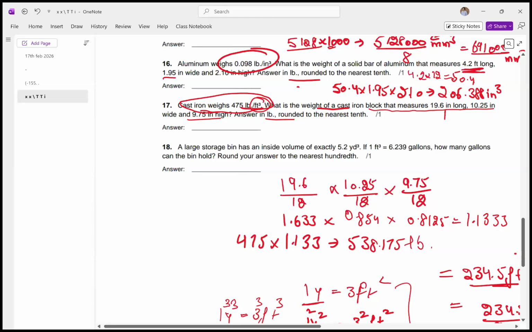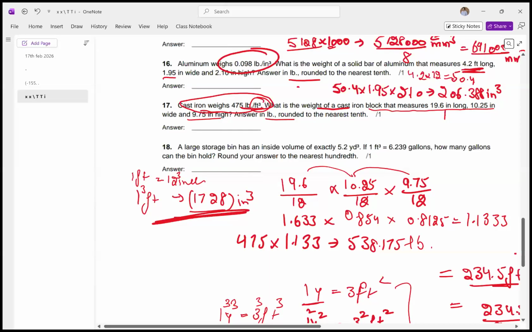If you wanted to do it the other way around, where you multiply these three, then you must divide by 1728, because this conversion will be 1 foot equal to 12 inches. That's what we know. 1 cubic foot will be equal to 12 cubed inches, 12 cubed will be 1728 cubic inches, inch cube. Okay, so please make sure you keep an eye on the conversions carefully.